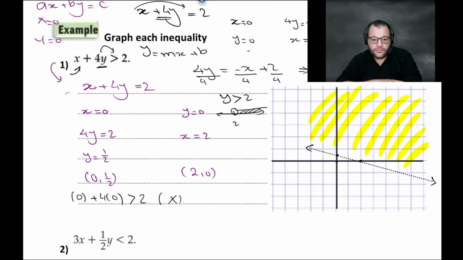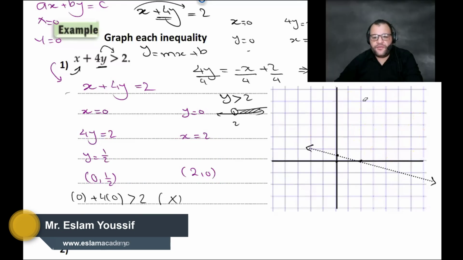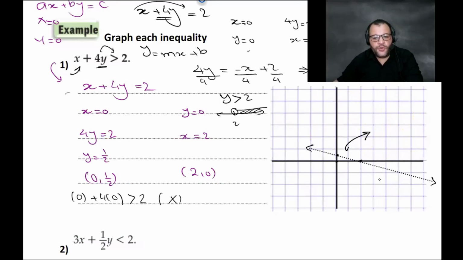Sir, can you explain the shading? Which part, the last part? The equation, 0 plus 4, again. Now we have the graph. The line divides the plane into two regions: one part above the line, one part below the line. One part contains 0 and 0, and one part doesn't contain 0 and 0.